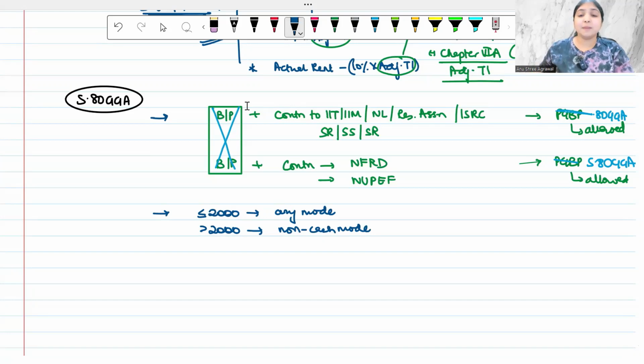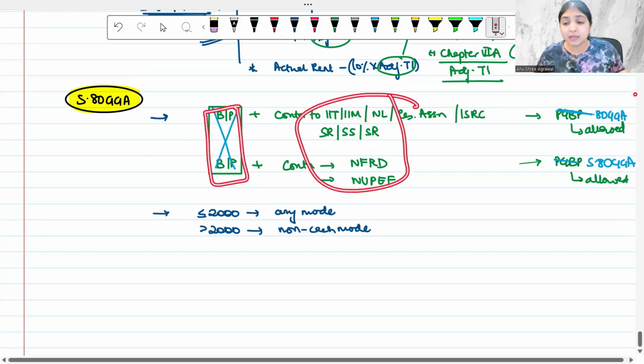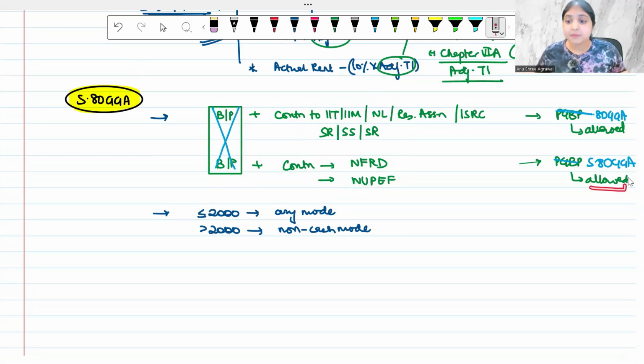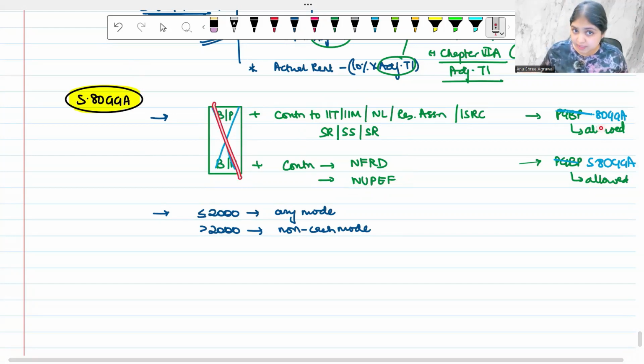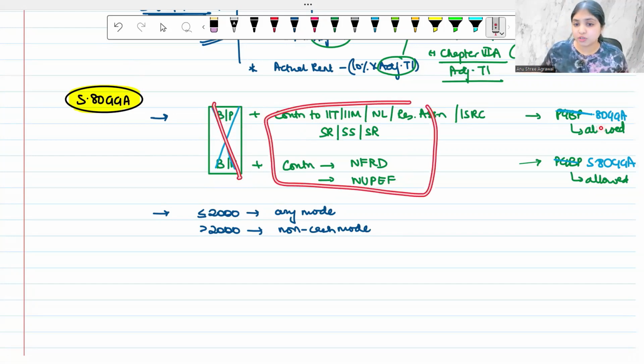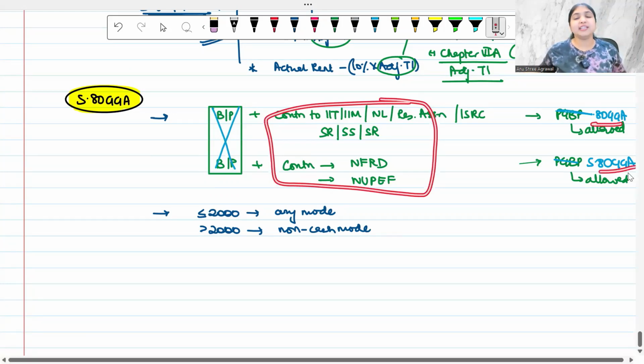That's all. This is it about Section 80GGA, a very simple section, a very logical section also, because if I have business or profession, then these payments will get me an allowance under the PGBP head. However, what if I don't have business or profession? Then for these contributions, I will get Section 80GGA.